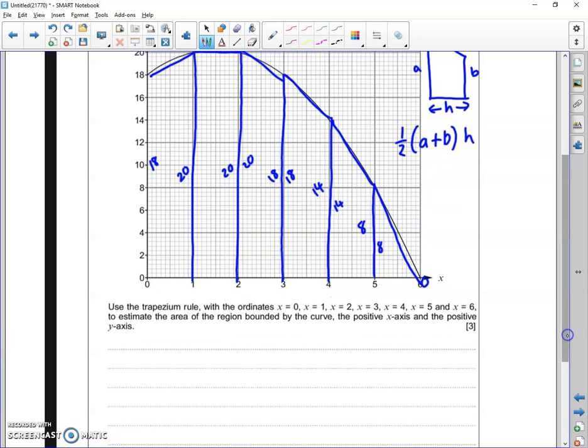So if I do one of them, the first one would be a half of 18 plus 20. The height, which is actually the width because they've been turned sideways, is 1. So that's an area of 19. If you repeat, you should get 19, then 20, then another 19, 16, an 11, and a 4, which gives an area of 89. There's no units on that. It's just a graph, it doesn't really mean anything. If it was a velocity time graph, what you would have just worked out is the distance that something travelled on the graph. Okay, but no units for this one.